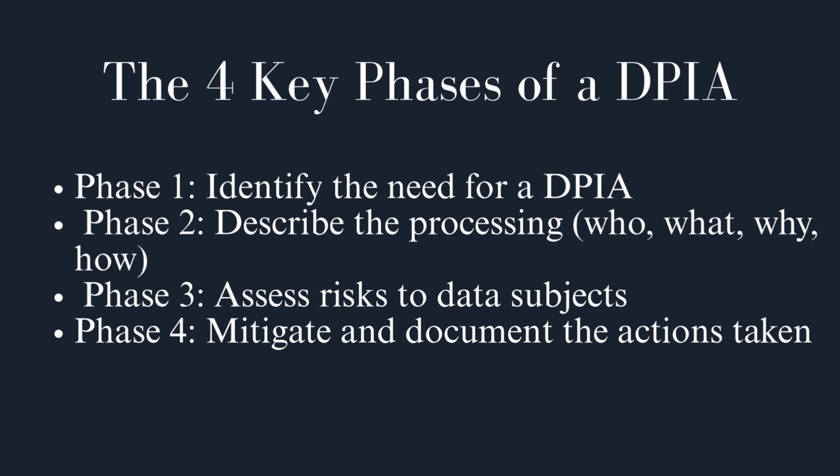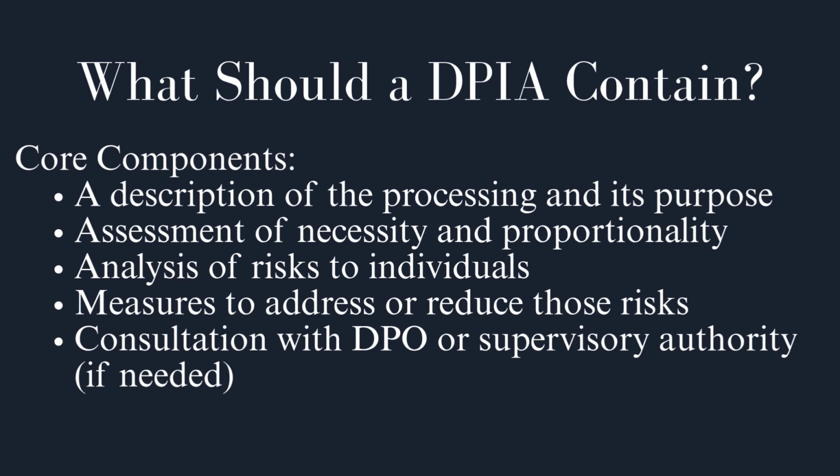So here's what a well-structured DPIA must include. Describe what the project is about and why you are doing it. Check whether the data you are collecting is necessary and proportionate. Identify potential risks to people's rights. List the technical and organizational measures and consult with your DPO. And if risk remains high, contact the supervisory authority. This shows you are not hiding from risk, you are managing it responsibly.